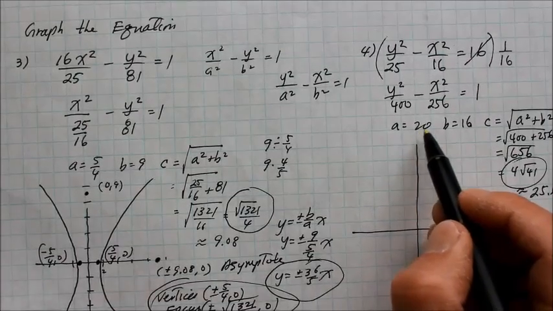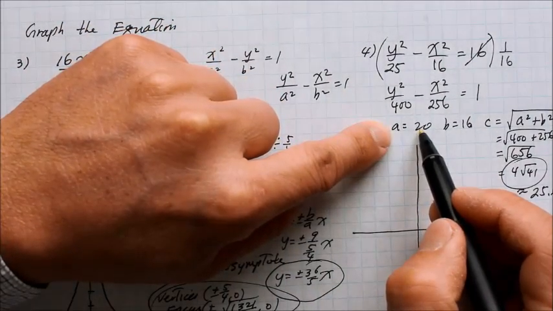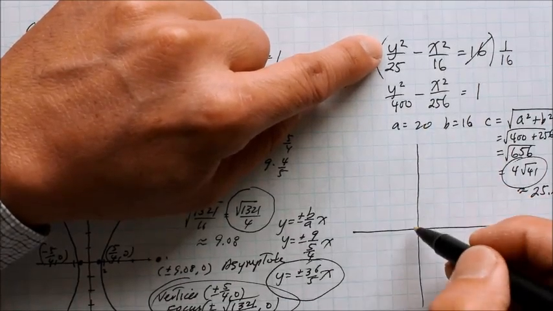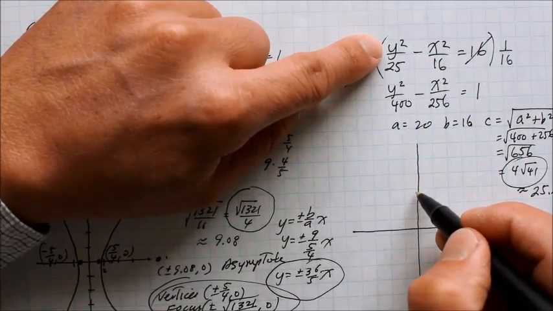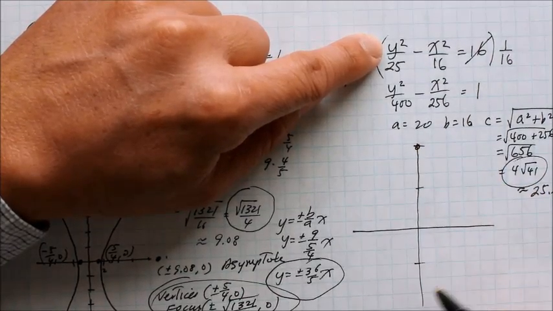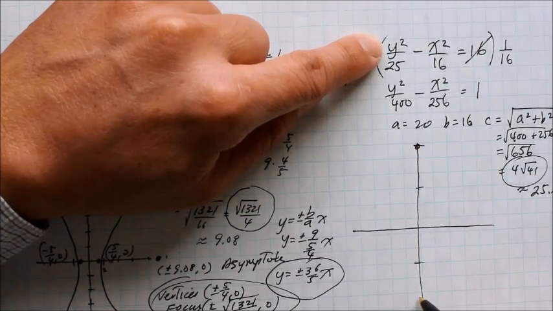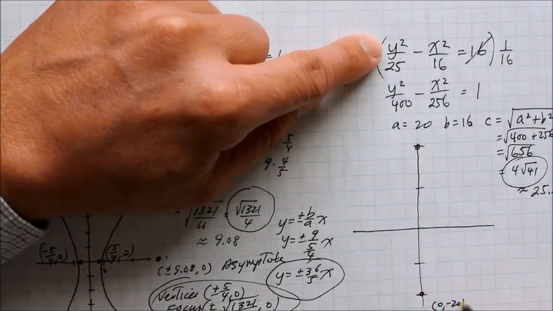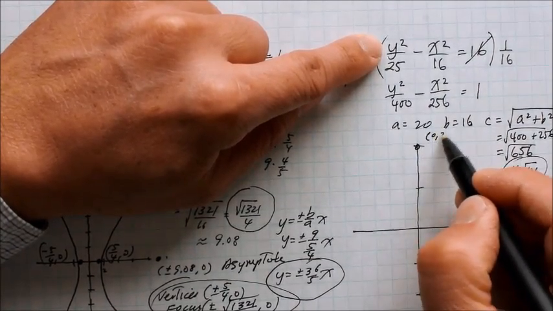The a always follows the transverse axis, which in this case is vertical. So the a is going to be on the y-axis. So here's 10, here's 20. Boom! Here's 10, and here's negative 20. Boom! These are my vertices: 0 and negative 20, and 0 and positive 20.